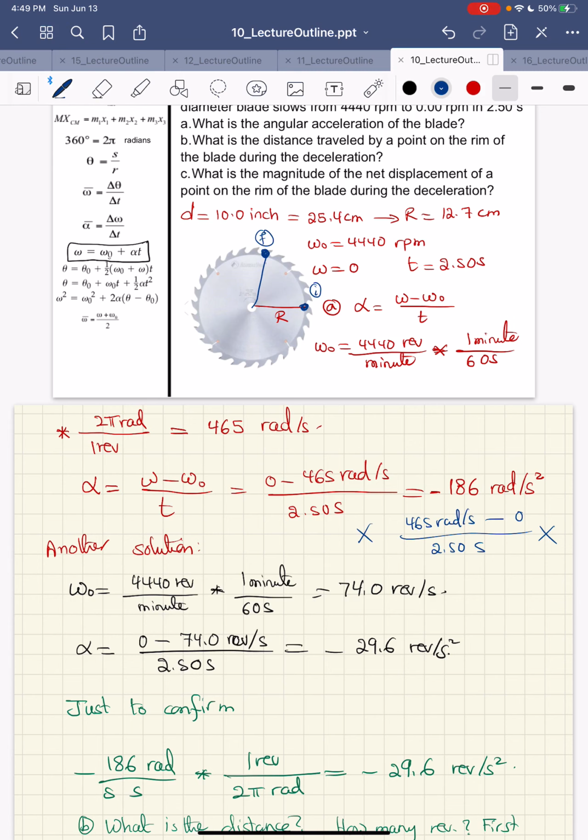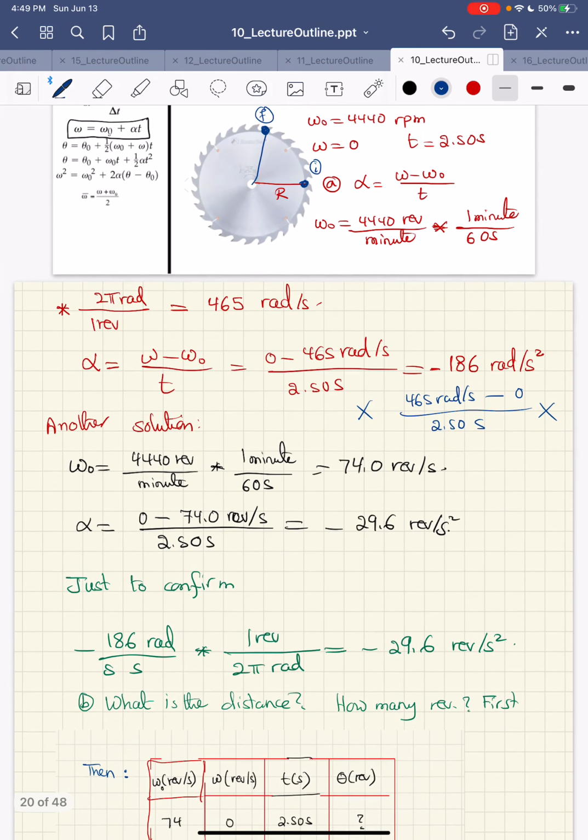Another solution is that I can keep my omega in revolutions per second. It was given in revolutions per minute. I can change it into revolutions per second so that I will not mix units. And then alpha can be calculated as negative 29.6 revolutions per second squared. I can confirm that the two answers are really the same by having a conversion, and I did that just to confirm.